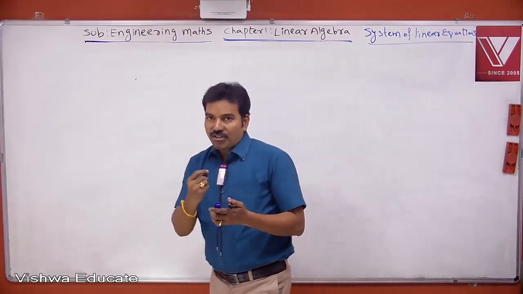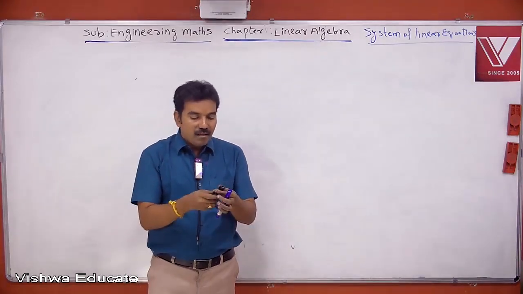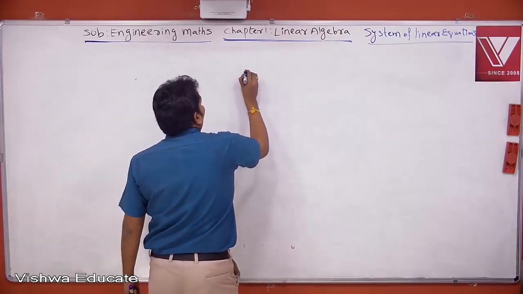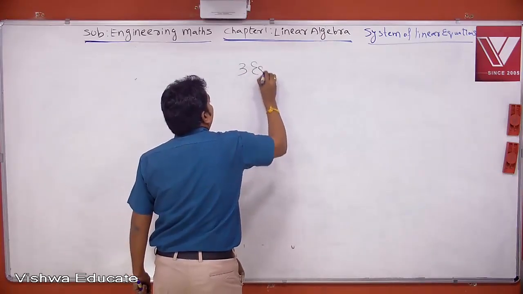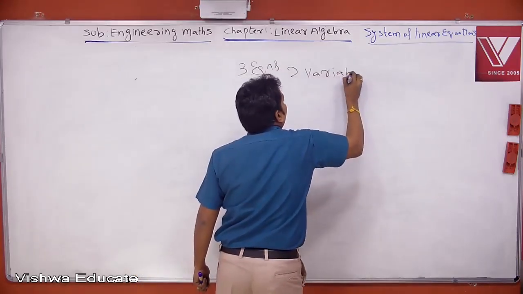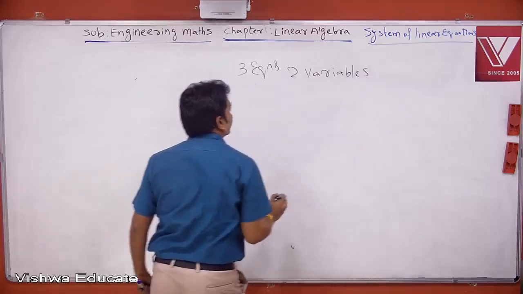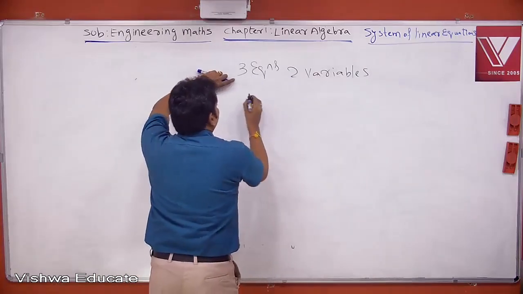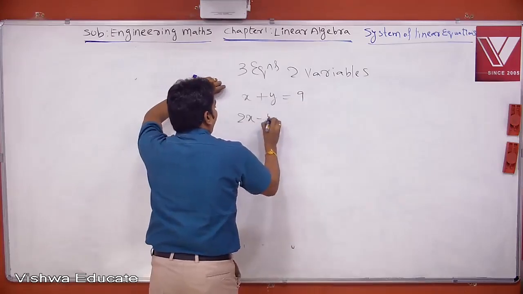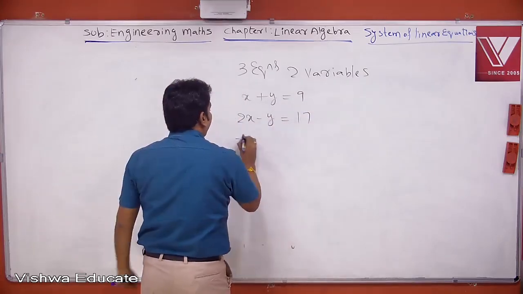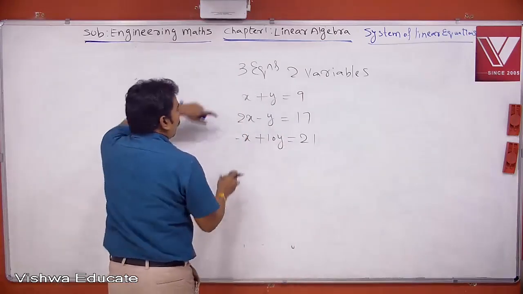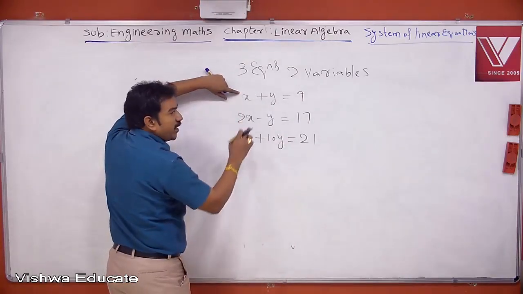Now let me tell you one simple point. Suppose I have three equations involving two variables. Say for example, x + y = 9, 2x - y = 17, -x + 10y = 21. Now we have three linear equations in two variables.